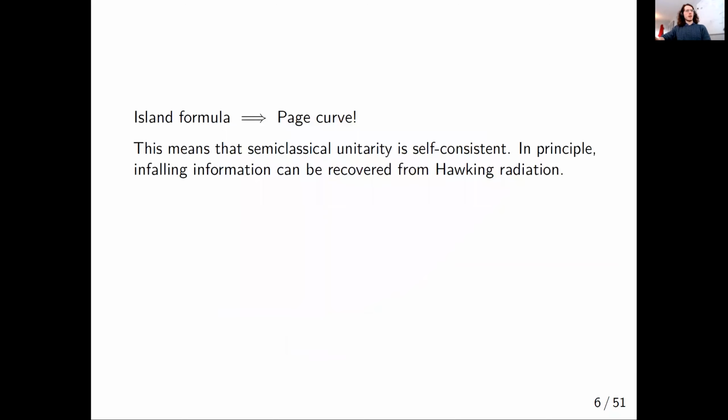Now, according to a variety of detailed calculations in different theories, the island formula seems to suffice to derive the Page curve. And the validity of the Page curve implies then that it's consistent to assume that the formation and evaporation of black holes is a unitary process. So this means that, in principle, all of the information about what fell into the black hole can be recovered by measuring the Hawking radiation.